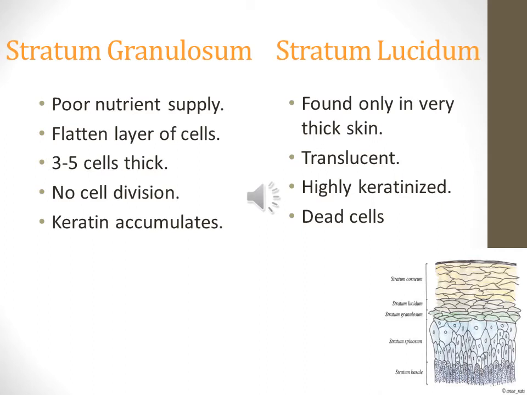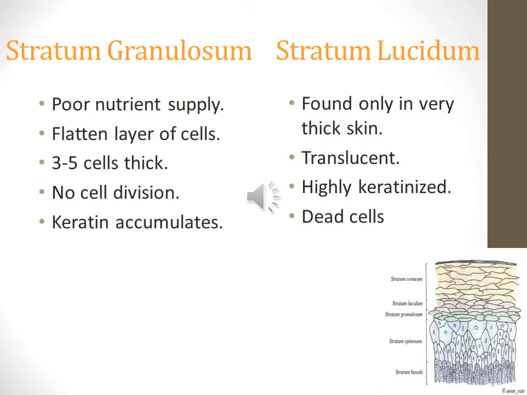Your granulosum are granular cells that produce keratin. We've got our keratinization process that begins in the granulosum. So the cells are flattening, and the nuclei and the organelles begin to disappear. There's no cell division going on. There's not a lot of nutrient supply. So once you add keratin accumulation, if you're on the palm and the sole, you'll see that with lucidum, and then the corneum, and then they're sloughed off.